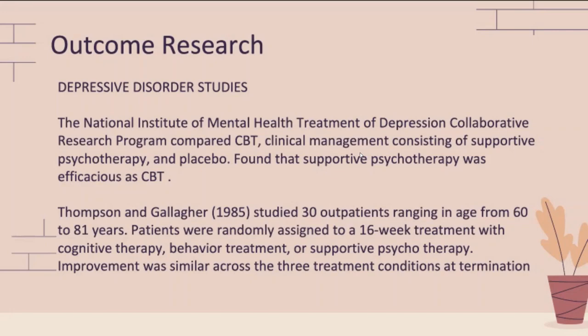And then another study by Thompson and Gallagher in 1985, they studied 30 outpatients ranging in age from 60 to 81 years. Patients were randomly assigned to a 16-week treatment with cognitive therapy, behavior treatment, or supportive psychotherapy. And then they showed that improvement was similar across the three treatment conditions at termination.